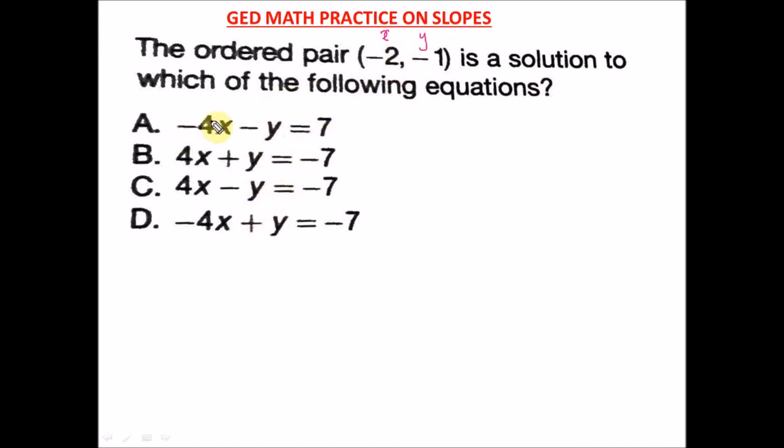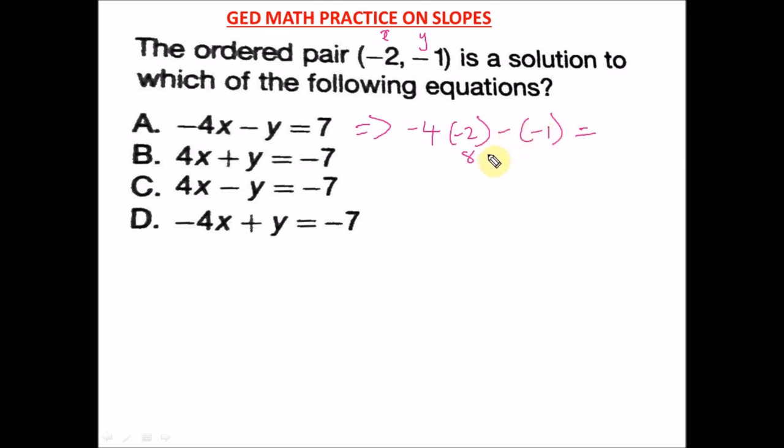So let's try option A. Let's put in our values. We have minus 4 times x, which is minus 2, minus y, which is minus 1. What would this give us? This is minus 4 times minus 2, and we're going to have a positive 8.